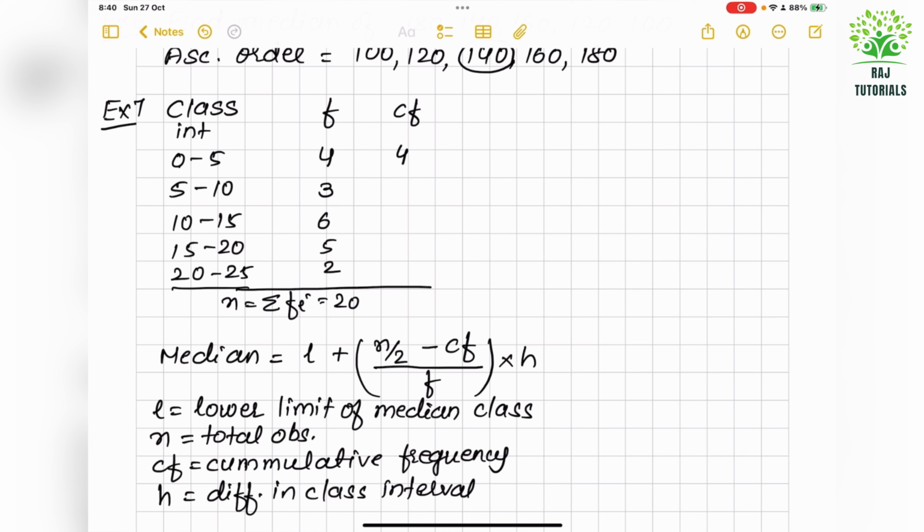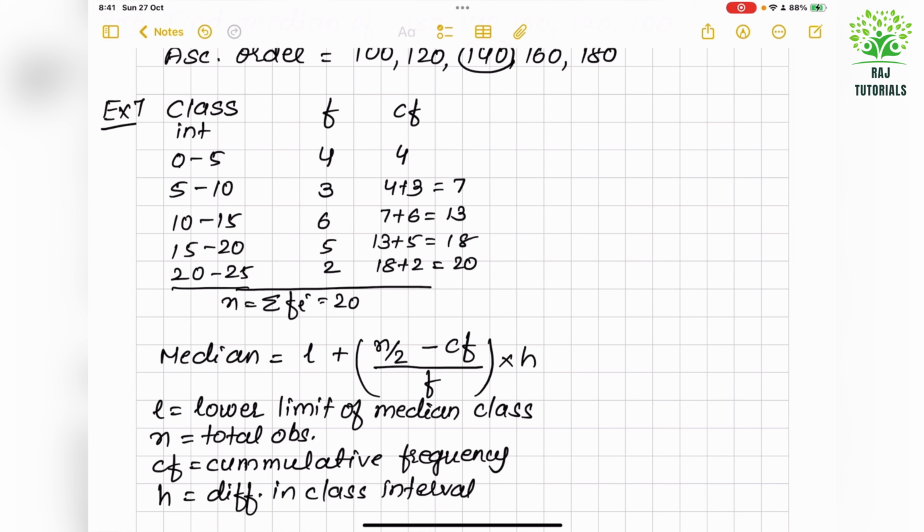So 4. Now in the next step I will do 4 plus 3. That means the next observation I will be adding into that. So 4 plus 3 is 7. Then 7 plus 6, so that will be 13. Now 13 plus 5, so that will be 18. And 18 plus 2, 20. Now be careful, the last value of the CF should come as n. So that means my calculation is right.